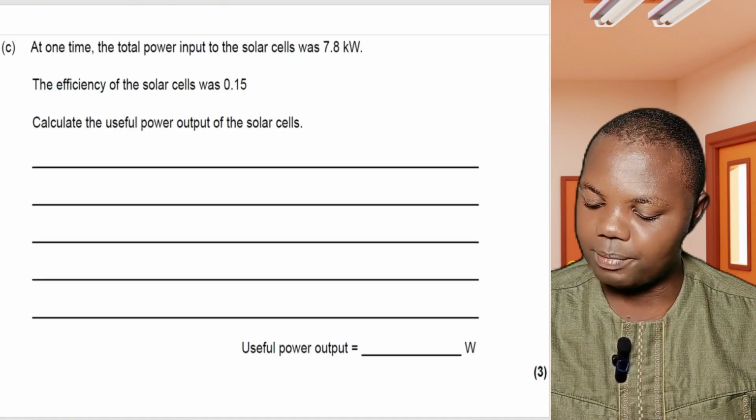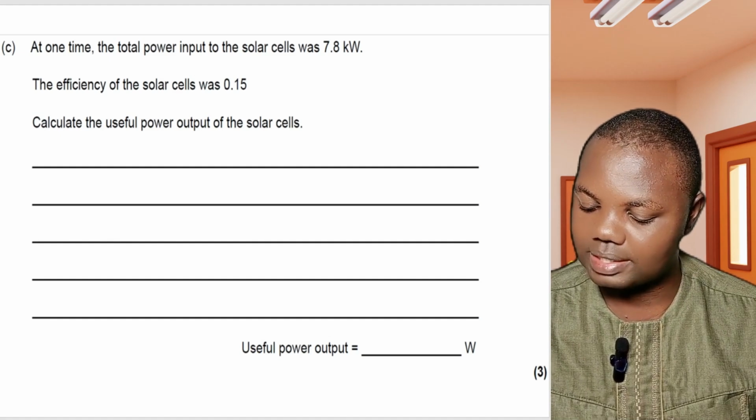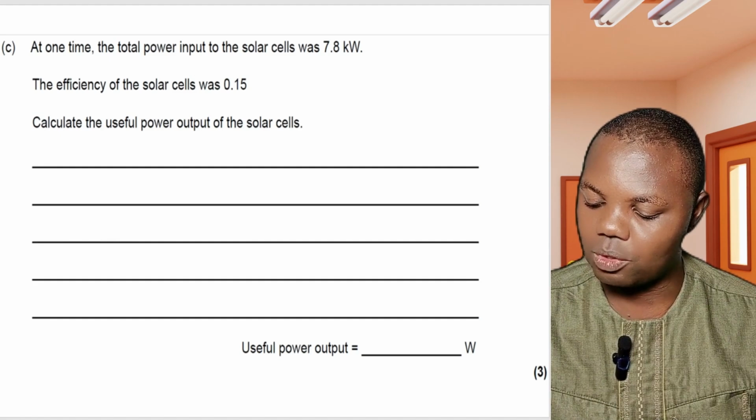C. At one time, the total power input to the solar cells was 7.8 kilowatts. The efficiency of the solar cells was 0.15. Calculate the useful power output of the solar cells.